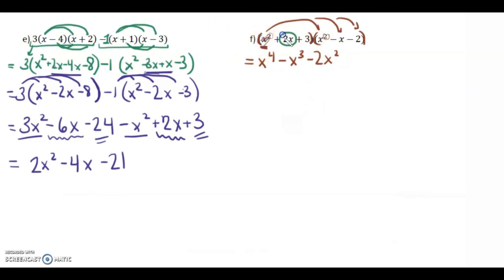Now let's distribute the 2x. 2x is going to be multiplied by x squared. So we're going to have 2x cubed. It's going to be multiplied by negative x. So we're going to have negative 2x squared. And it's going to be multiplied by this negative 2, so we get negative 4x. And now the 2x is done. Now let's distribute this 3. 3 times x squared is 3x squared. I'm going to jam it in here. 3 times negative x is negative 3x. And 3 times negative 2 is negative 6.